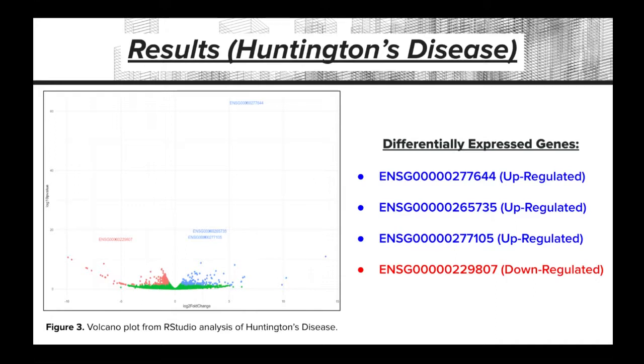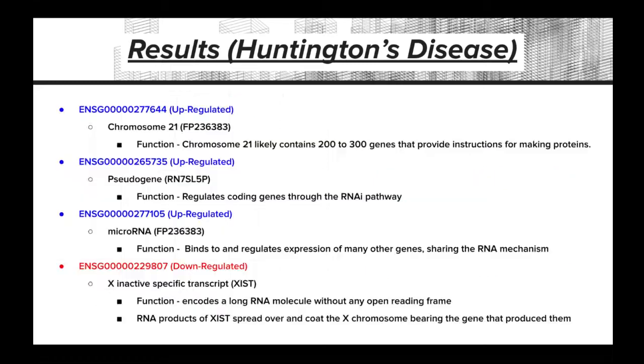This figure shows the results of HG. It is a volcano plot from our RStudio analysis. It also shows how the genes express differently. There are 3 upregulated genes and 1 downregulated gene. Each of the genes has a different function.